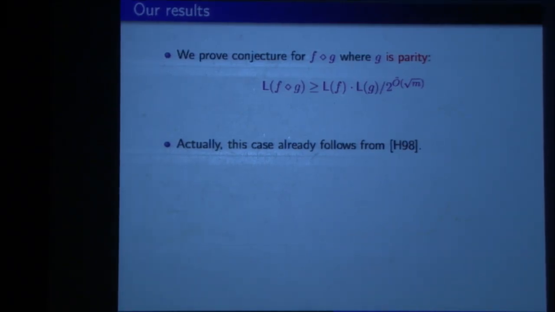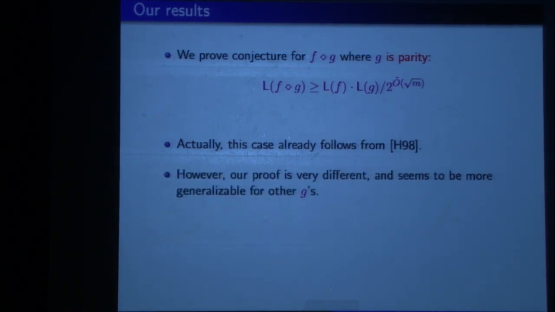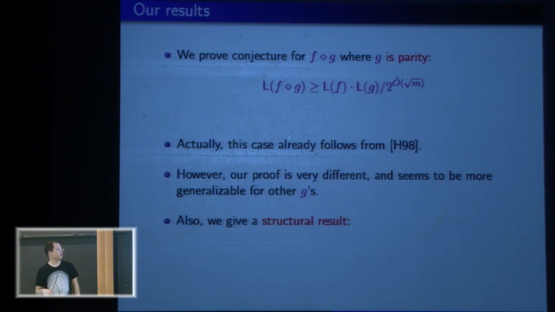So why should we try to prove it again? Why should we care? Well, first, we give a completely different proof, which is always nice, and our feeling is that this proof has a better chance of being generalizable for other G's. The shrinkage-based proof seems very tailored to parity. This approach seems to have, at least to us, more chance. But this is subjective. Something objective that I can say is that we also give a new structural result.